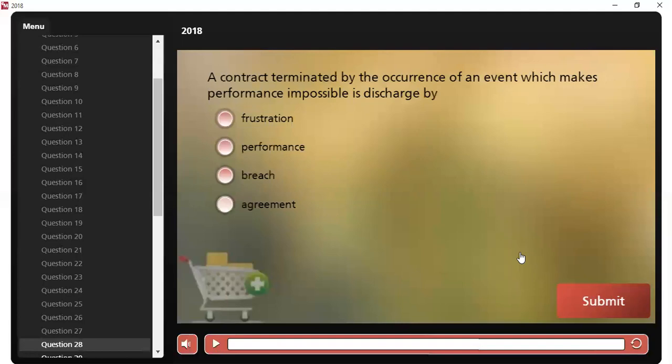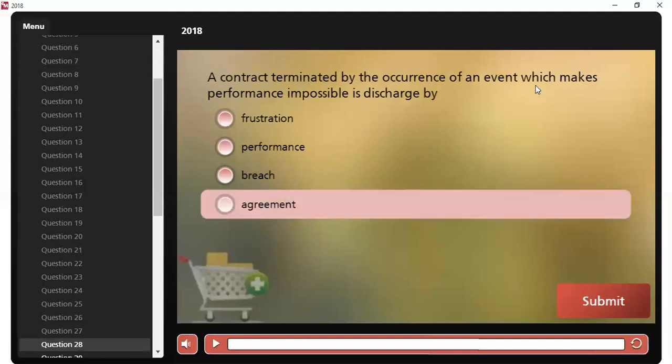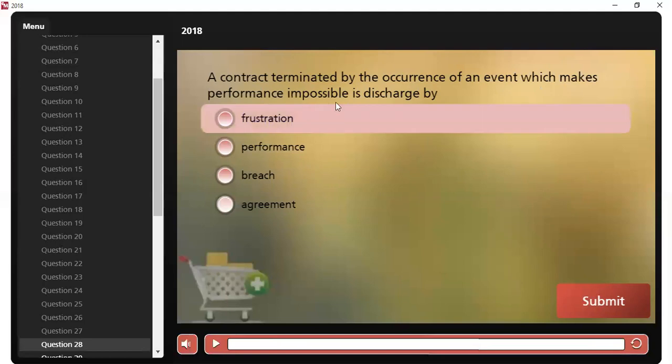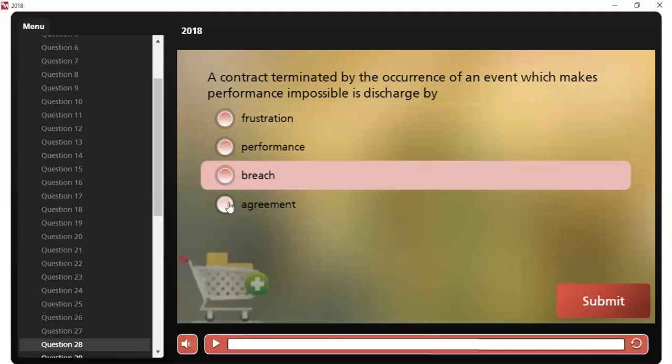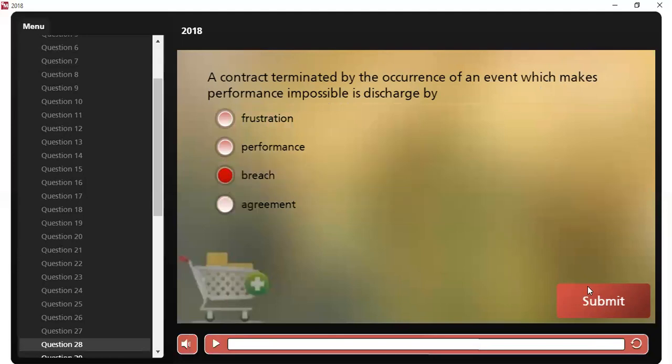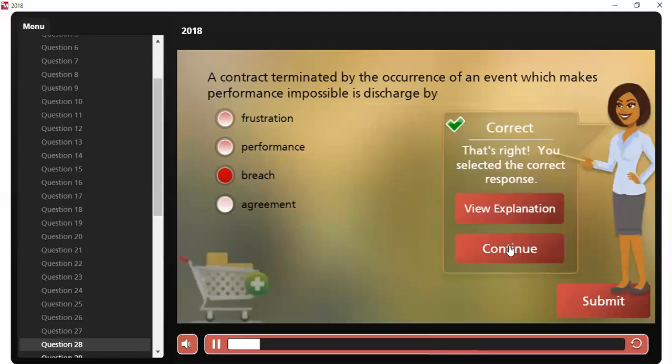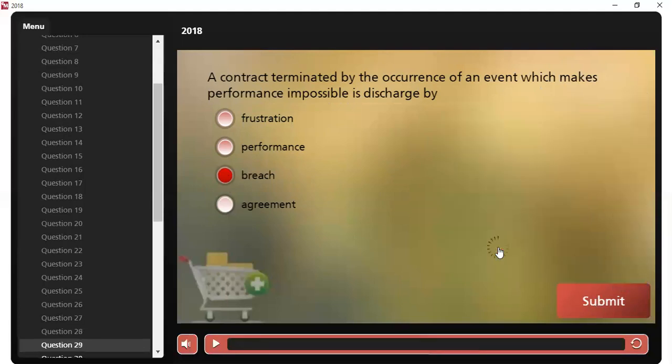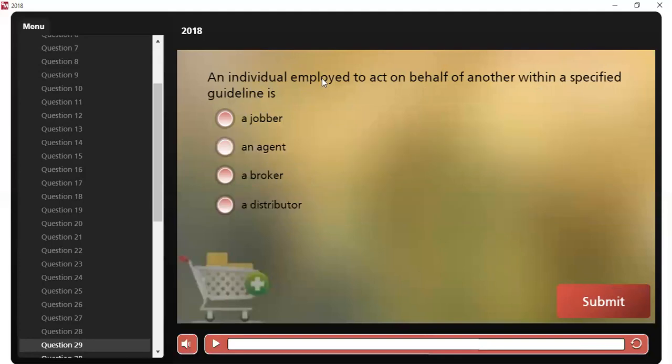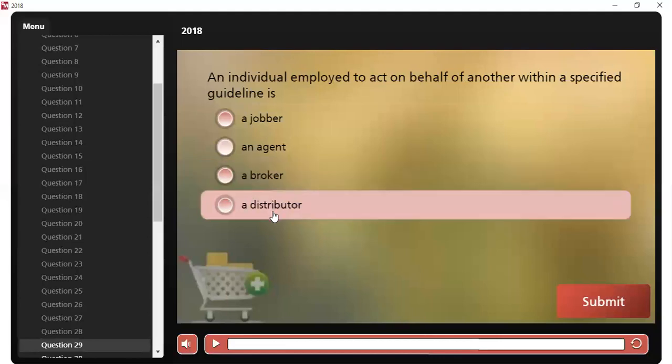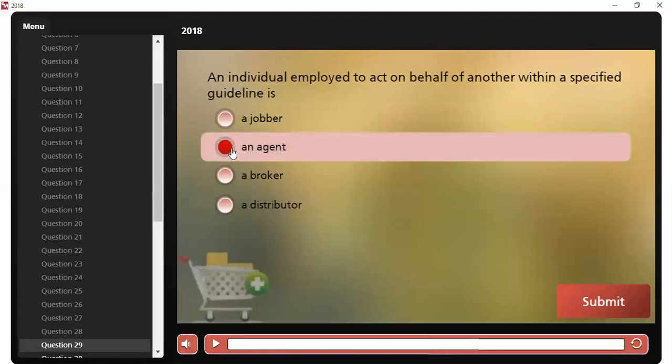Question 28. A contract terminated by the occurrence of an event which makes performance impossible is discharged by A, frustration, performance, breach, or agreement. The right answer has to be C. Question 29. An individual employed to act on behalf of another within a specified guideline is a jobber, an agent, a broker, or distributor. Of course, that is the definition of an agent.